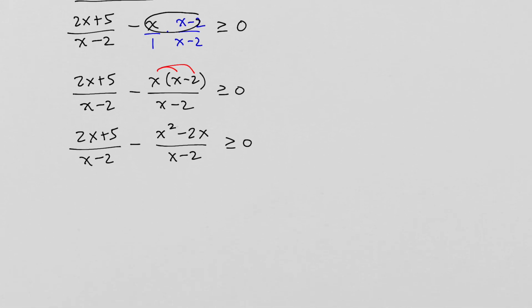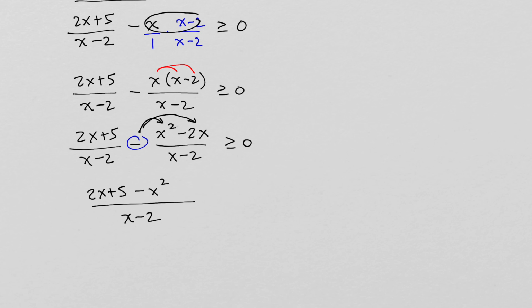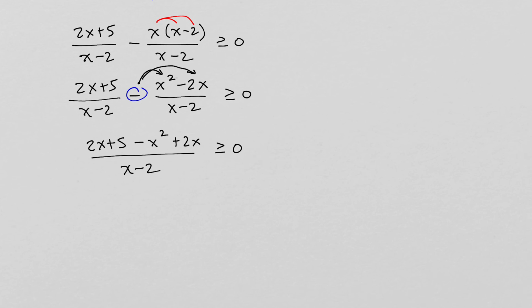And now I'm going to combine these fractions into a single fraction by doing the subtraction. So on the top, I have 2x plus 5. And then you have to be kind of careful here because this negative gets distributed to each one of those. So I have minus x squared, and then minus 2x is plus 2x. And so you have to be careful with those details there. Now if I put things in order, I have negative x squared plus 4x plus 5 over x minus 2, and then greater than or equal to 0.